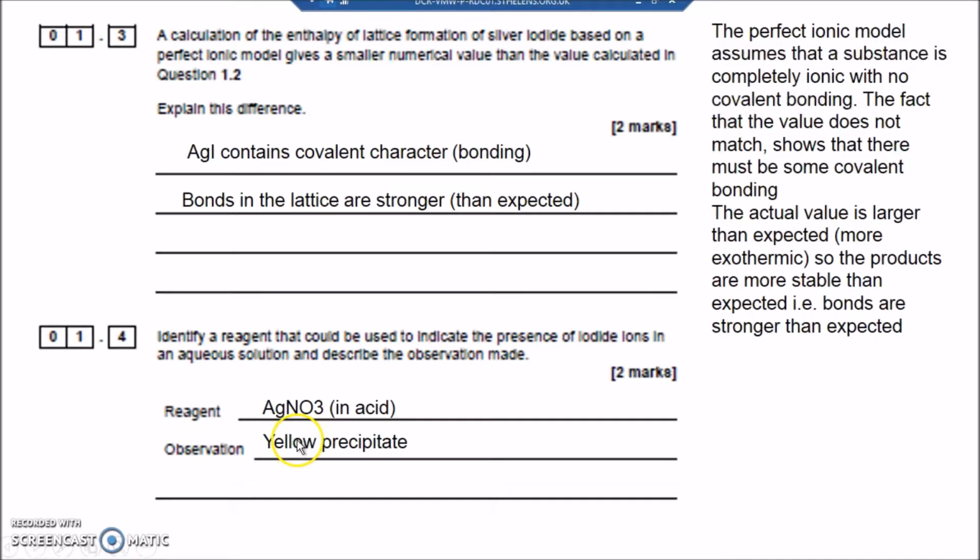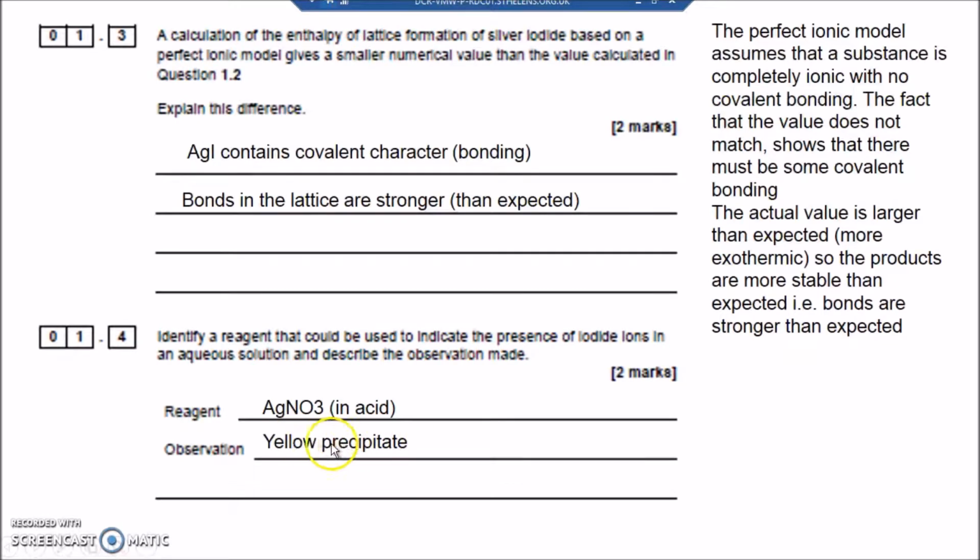Incidentally, if you wanted to check that the precipitate was yellow and it was silver iodide, that you got iodide ions and you made silver iodide rather than silver bromide or silver chloride: silver chloride is white, and it will dissolve in dilute ammonia. Silver bromide is cream and it will dissolve in concentrated ammonia. Silver iodide is a yellow precipitate and it won't dissolve in even concentrated ammonia.